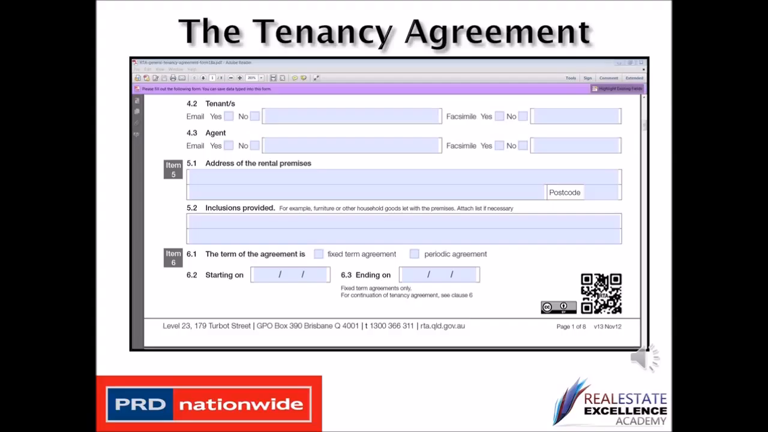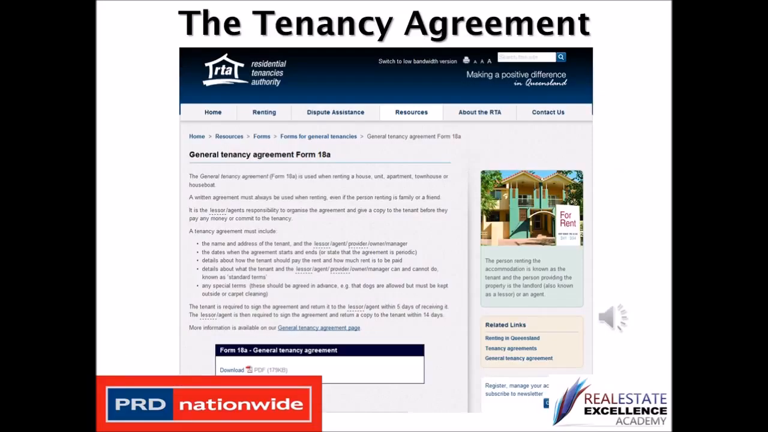Item 6 states the term of your agreement, and 6.2 states the starting date of the contract plus the ending date of the agreement. Please note, if there's an ending date of the agreement, it doesn't mean the agreement ends on that date automatically. Notice timeframes and forms have to be issued by either party to end the agreement. The tenancy does not automatically end on the end date of the agreement. Please now move on to page 2 of the agreement.